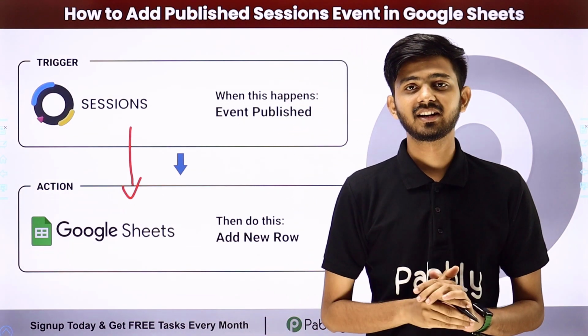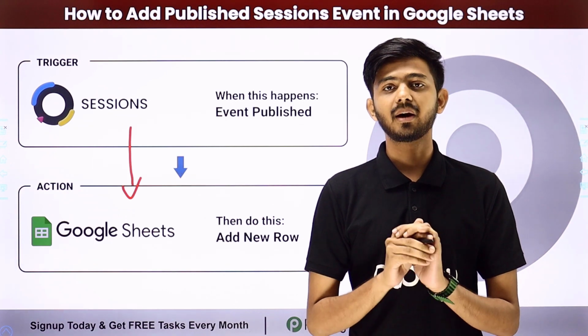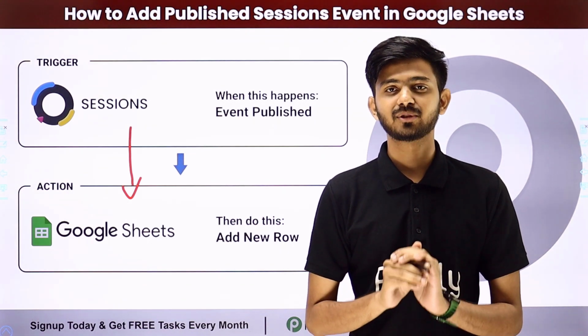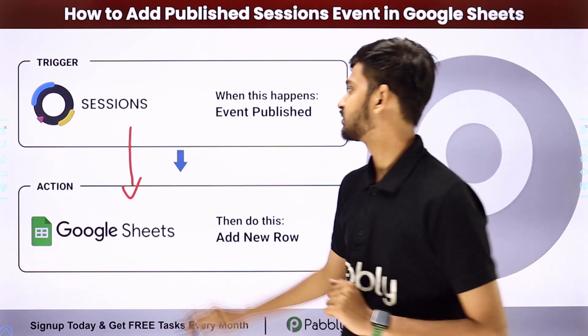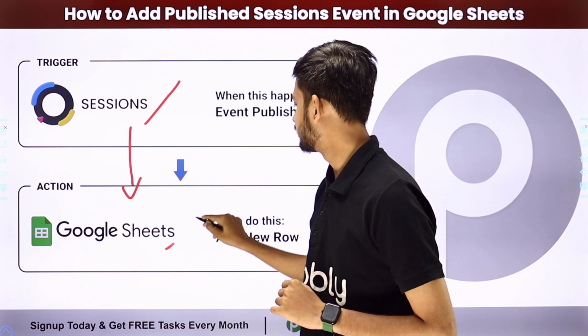For creating this integration and to automate this process, we are going to use Pabbly Connect. Pabbly Connect is an amazing software for automation and integration. In Pabbly Connect, we are going to use triggers and actions. In the trigger application, we will be using Sessions. In the action application, we will be using Google Sheets.